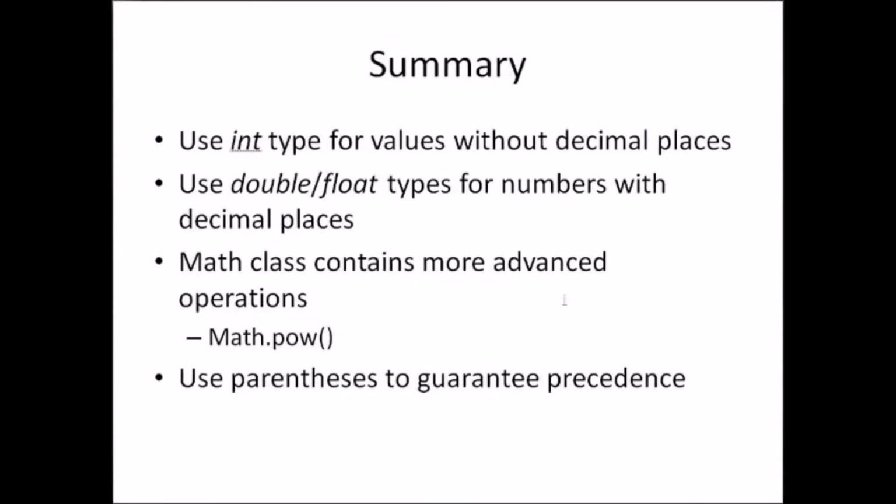So just to summarize, we used the int type for values where we didn't want a decimal place, and we could typecast to an int to get rid of a decimal place in a value. We use double or floating point types. In this program, we use doubles for numbers where we need the decimal places. And remember that the math class contains more advanced operations, and in this example, we used Math.pow to raise a number to the power of another number. And finally, remember that you should always use parentheses if you're unsure of the precedence and you want to guarantee how something's going to execute.